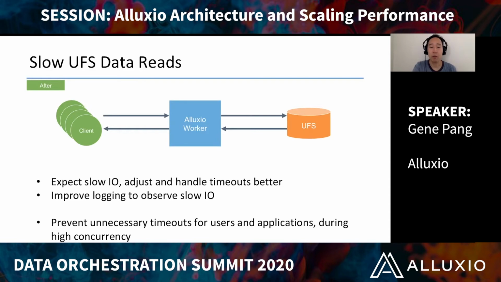We also added some logging for better observability of what's going on when certain things are slow. How this helps users is that it prevents unnecessary timeouts on the client, so it prevents unnecessary failures in the application. And this is especially helpful in high concurrent workloads.